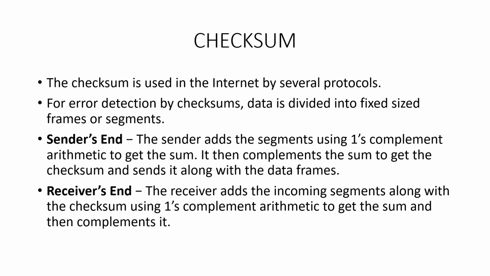Okay, so for error detection by checksum, data is basically divided into fixed size frames or segments. At the sender side, the sender adds the segments using one's complement arithmetic to get the sum. It then complements the sum to get the checksum and sends it along with the data frame. So what the sender is doing is, the data will be divided into frames, and then all those frames will be added together with the checksum value, which I will tell you later. And then after adding, the sum will be complemented and sent to the receiver.